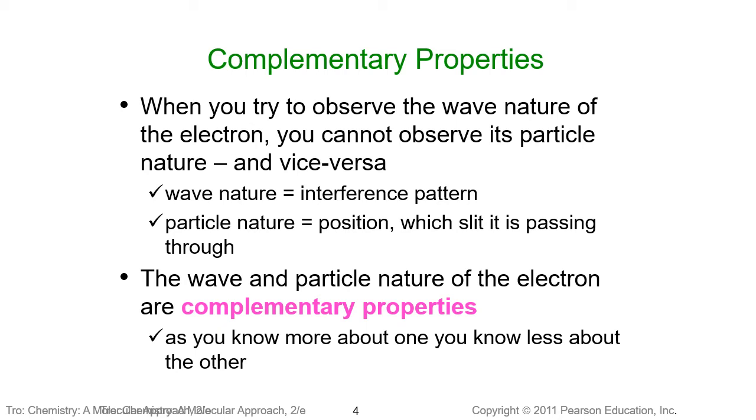So the more that we know about the wave nature, the less we know about the position of the electron as it's traveling through space. The more we know about the position of the electron, the less we know about it behaving as a wave. So there is an experiment that proves these complementary properties.